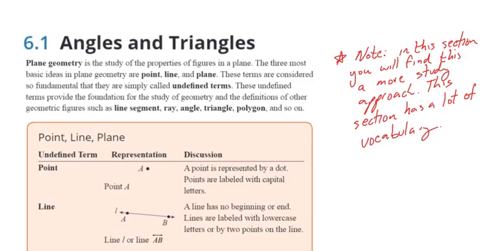Okay, 6.1, angles and triangles. I'm going to be going off the notes on this one and not really doing any examples. These are always going to be filled in. These are actually class notes that I have. And as you can see on this note here, this section is going to be more vocabulary than anything.